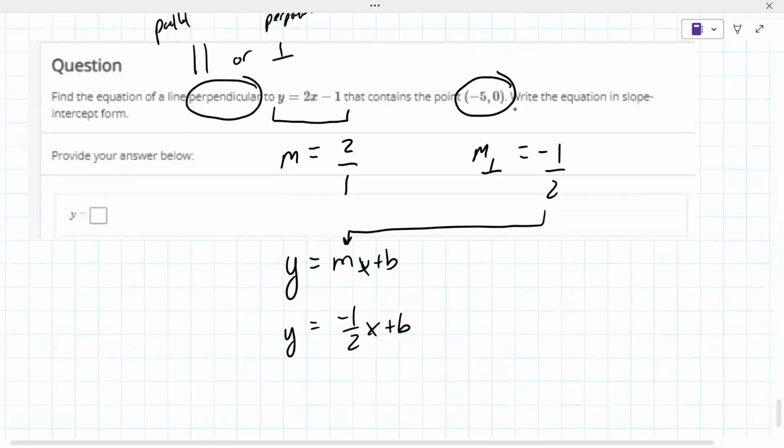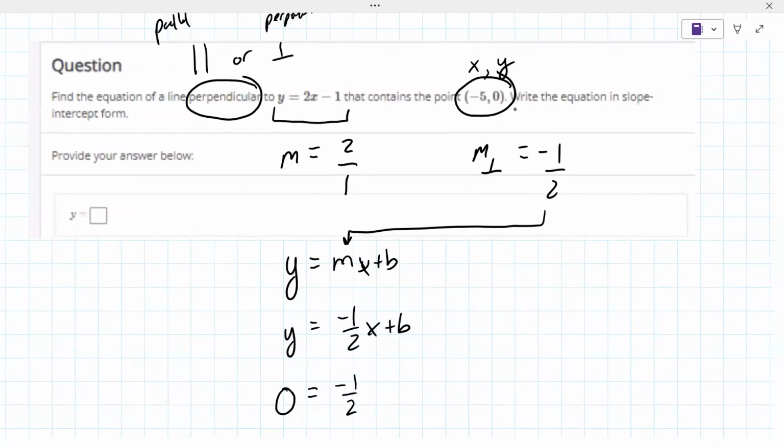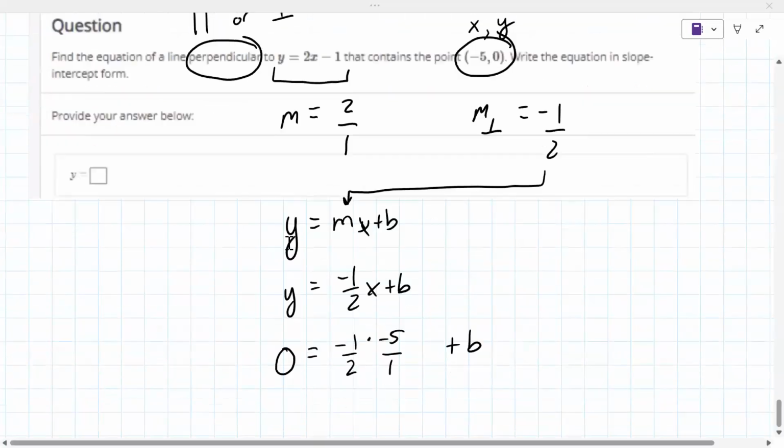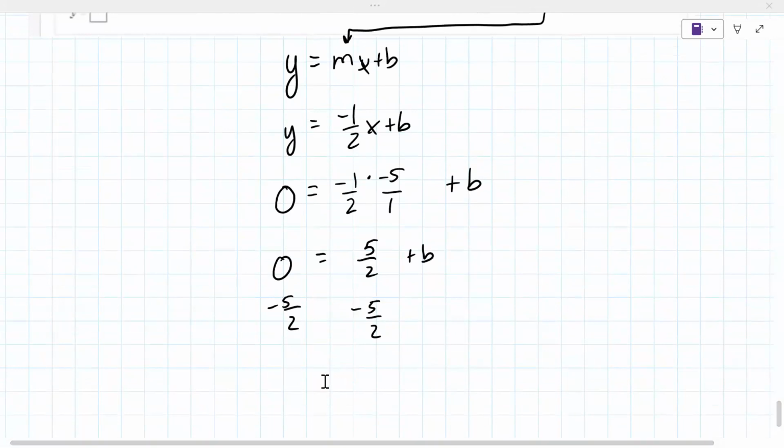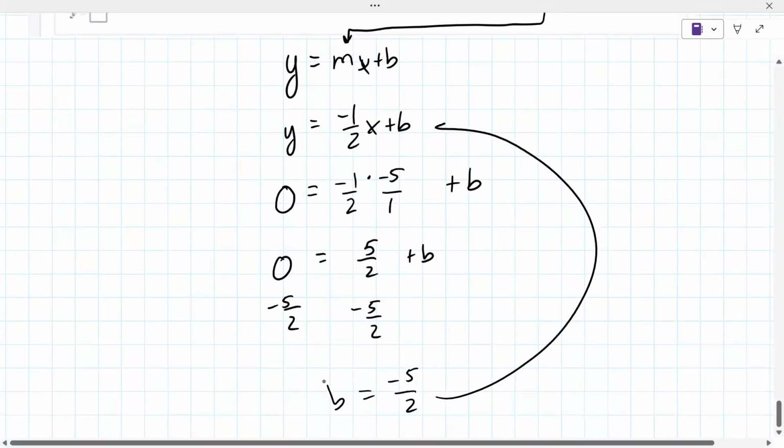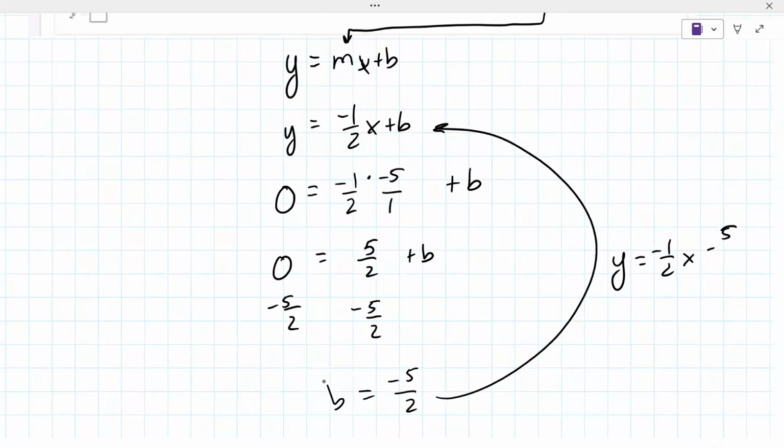Which one goes in for x, which one goes in for y? So it would be 0 equals negative 1/2 times negative 5 over 1. What does that fraction become? Positive 5 over 2. Yep, 5 over 2. 0 equals 5 over 2 plus b. So the next thing is to undo this. You subtract 5 over 2. And you get b equals minus 5 over 2. So that goes back into this line here. Y equals minus 1/2 x minus 5 over 2.